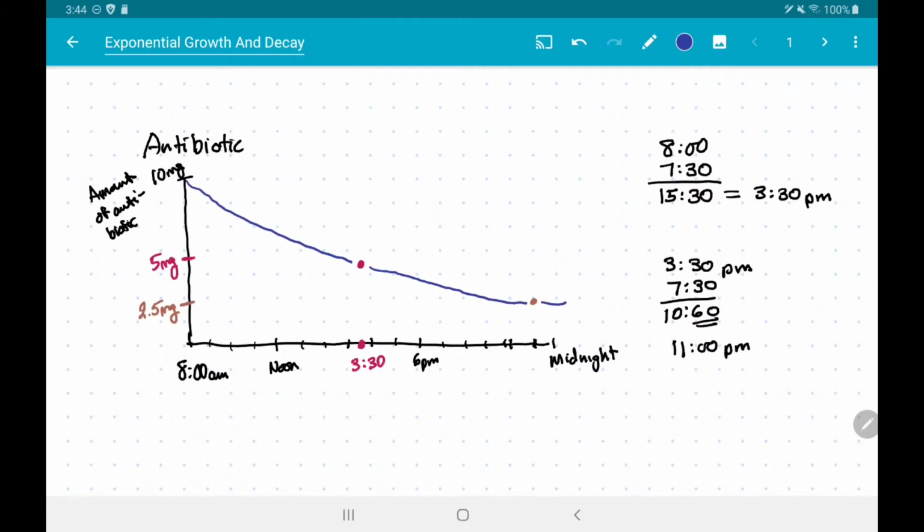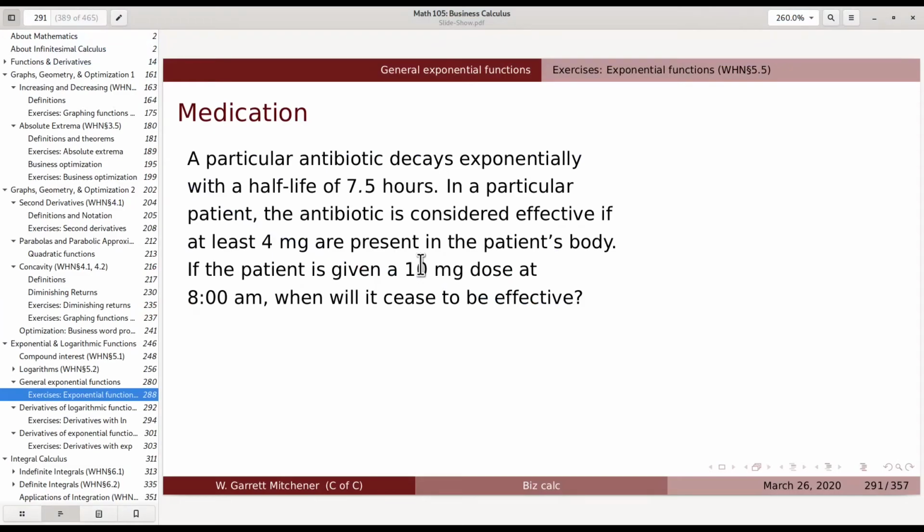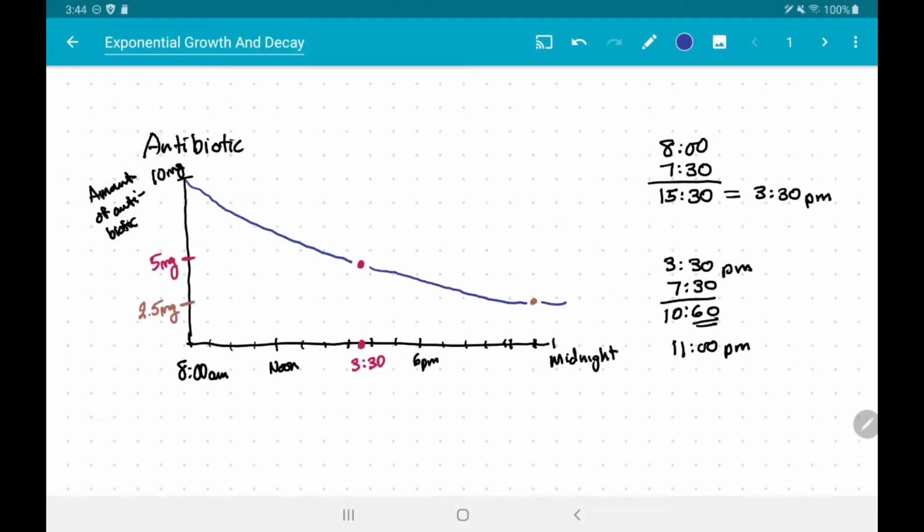We are told in the problem statement that the antibiotic is considered effective if at least 4 milligrams are present in the patient's body. We want to know, when does this dose cease to be effective? Well, just kind of eyeballing it, it looks like 4 milligrams is about here, and so sometime around then, looks like maybe between 5 and 6 o'clock, the antibiotic will cease to be effective, because down below here is ineffective.